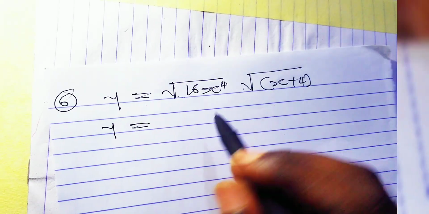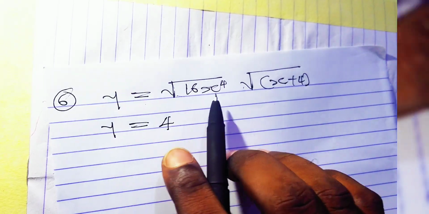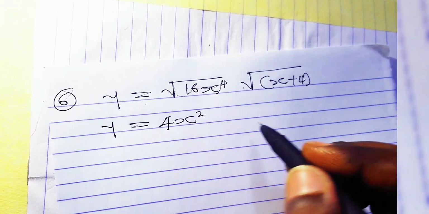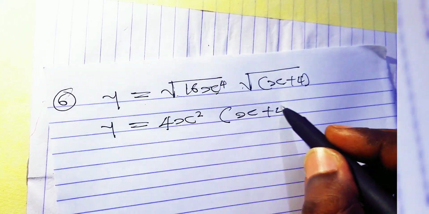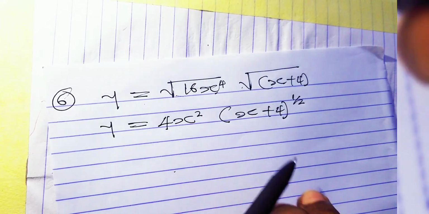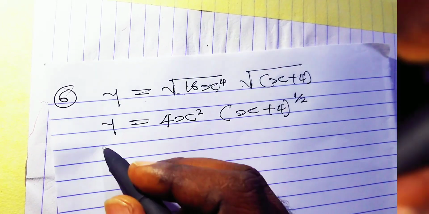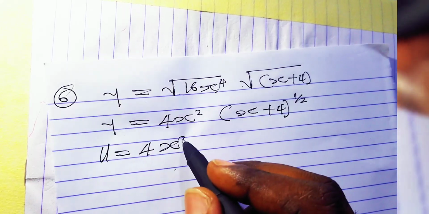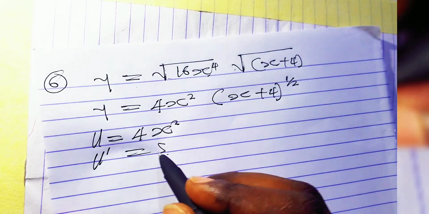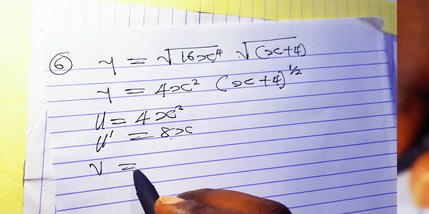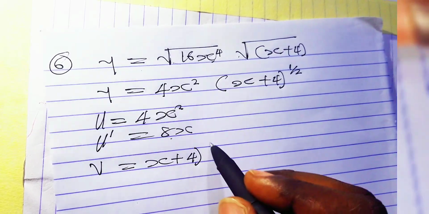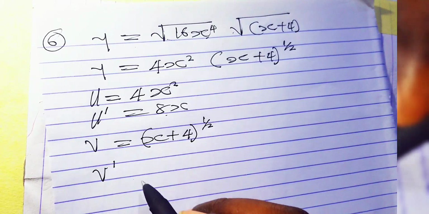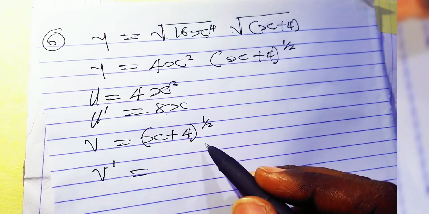Our y can be: the square root of 16 is 4, the square root of x to the power of 4 is actually x squared, multiplied by (x + 4) raised to the power 1 over 2. So this is actually the right interpretation of what we had there. If our u is equal to 4x squared, then u prime is going to be 8x. And if our v is equal to (x + 4) raised to the power 1 over 2, then v prime we need to use the chain rule to sort out.